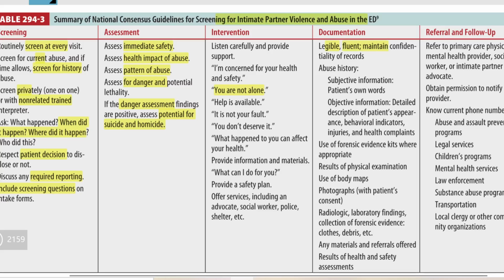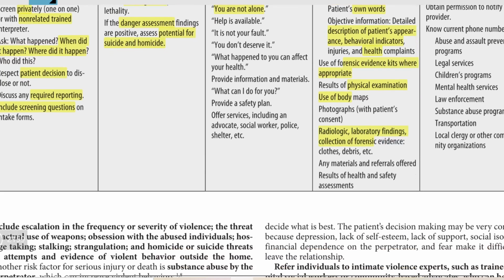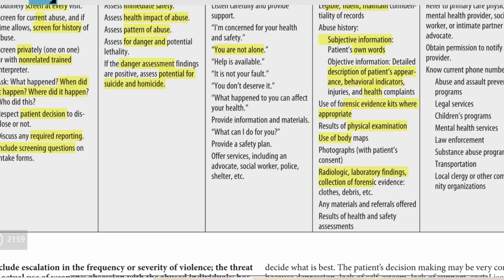We must also mention the abuse history, like subjective information in the patient's own words, and also objective information: a detailed description of the patient's appearance, behavioral indicators, injuries, and health complaints. And also, we can use forensic evidence kits where appropriate, and mention the results of the physical examination, use of body maps, photographs, radiologic and laboratory findings, and collection of forensic evidence such as clothes, debris, etc. Also document any material and referrals offered and the results of the health and safety assessment.